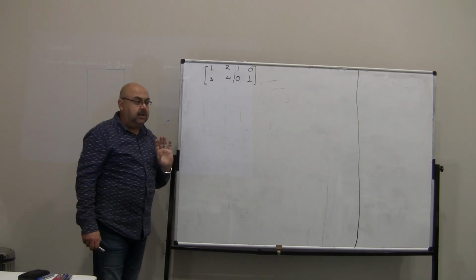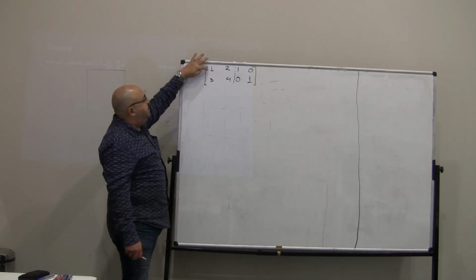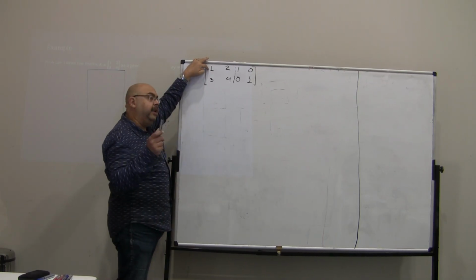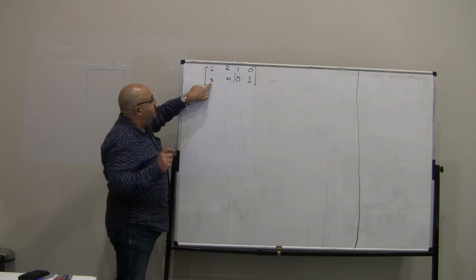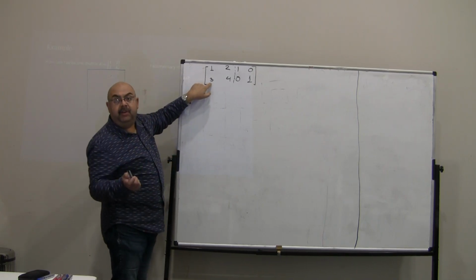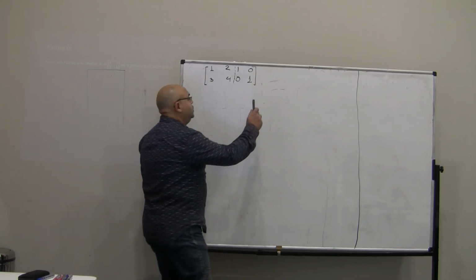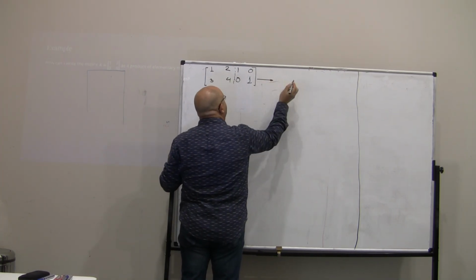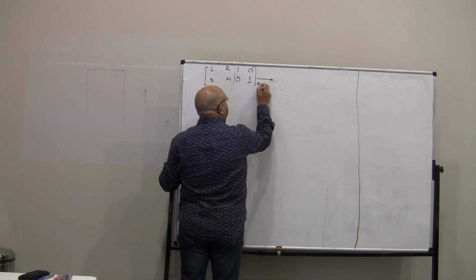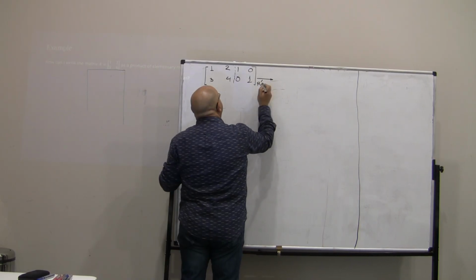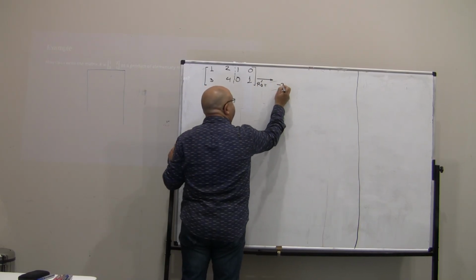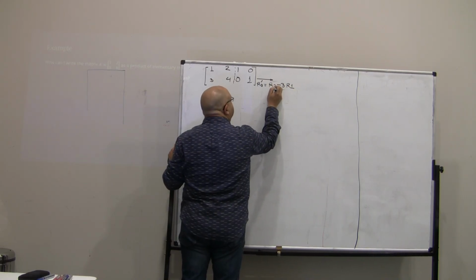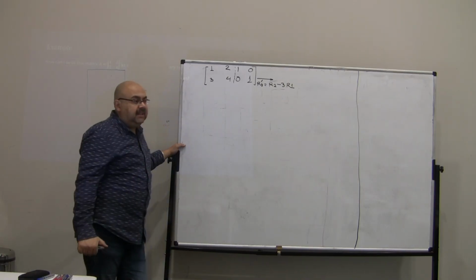So I will start by making sure that the pivot of the first row is equal to 1. Then I will use it to force this value to be 0. How to do this? The first step, I will get R2 dash by multiplying the first row by -3, as you saw previously, and I will add it to R2. So that's the first step.